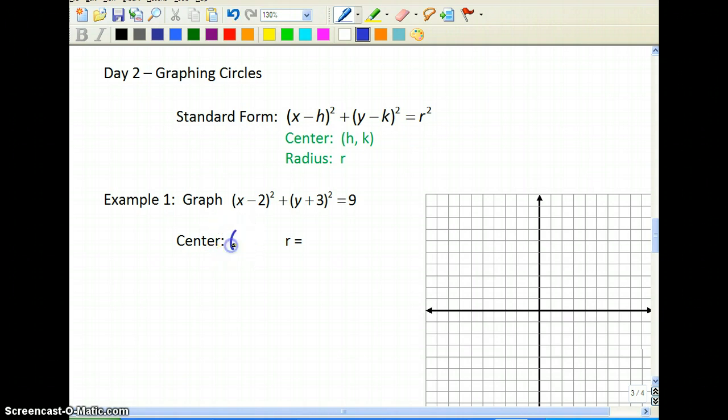So if they give it to us in this standard form, we should be able to name the center. That would be (2, negative 3). Again, change the signs when you take out of the parentheses. And then the radius would be 3. So we take the square root of that number.